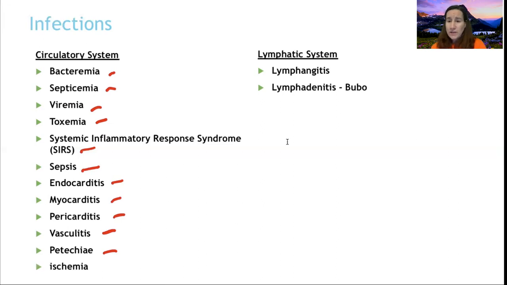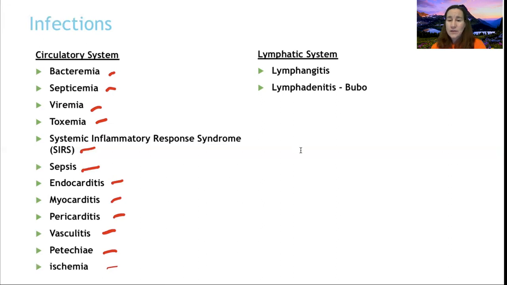Ischemia is when the blood vessels are ruptured or blocked, and somehow the blood flow is not going to the tissues. If the blood flow is not going to the tissues, then they are going to suffer. They are going to die, and those tissues will then become necrotic. So that's ischemia.